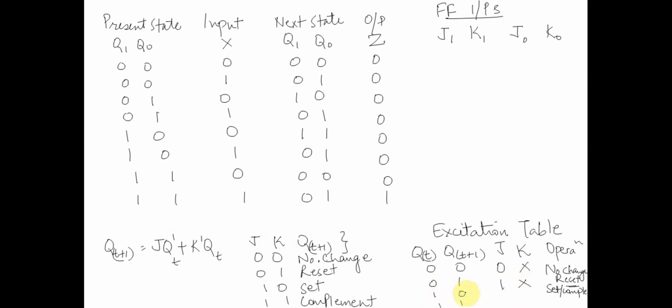How about 1 to 0? 1 to 0 is either a complement or a reset operation. If it is a reset or complement, J could be anything, K has to be 1. How about 1 1? If the state is 1 1, it means either it's a no change or set. In this case, J could be anything, K has to be 0. I hope this was clearer.